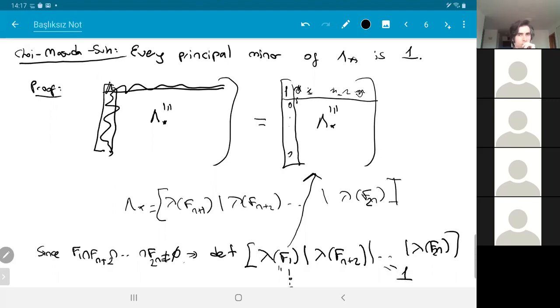This is the idea. If you remove the I1, I2, I3, and IK row and column, the determinant of the obtained matrix will be the same as the determinant of the matrix obtained by, for example, removing the columns corresponding to n plus I1 and instead replacing F1 instead. The idea.